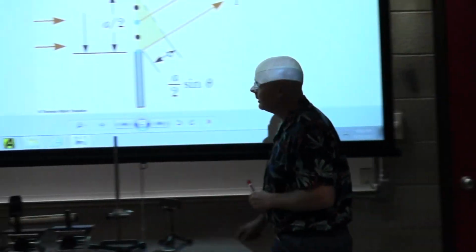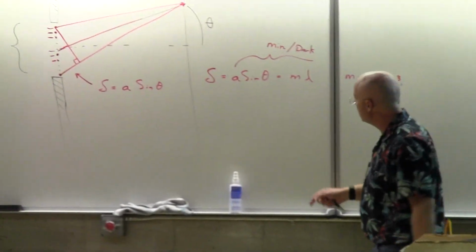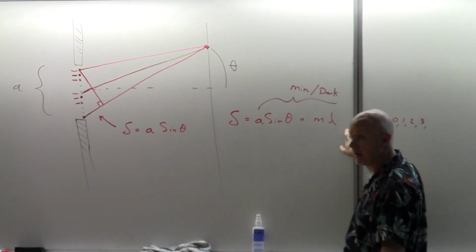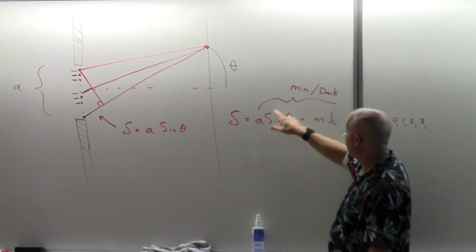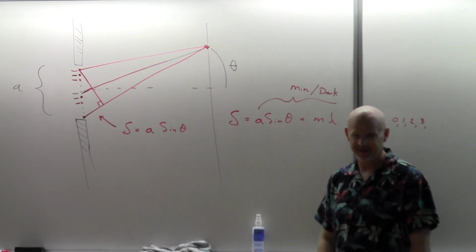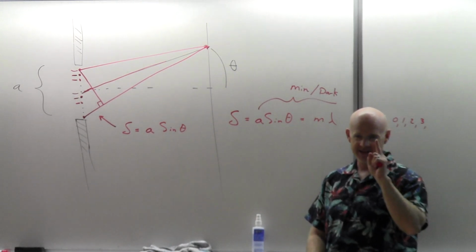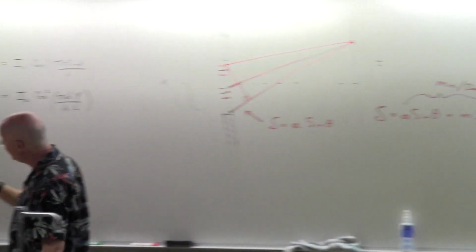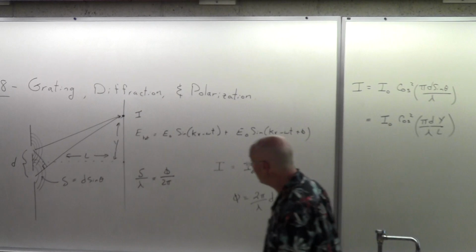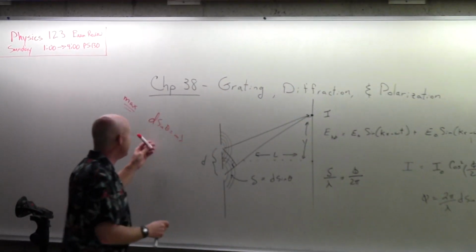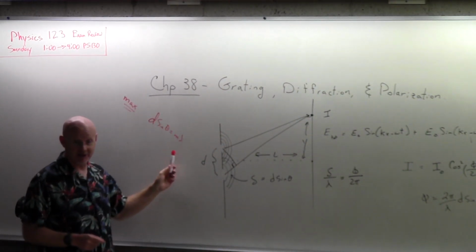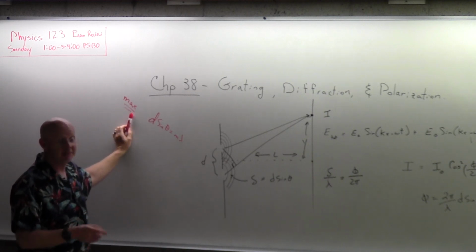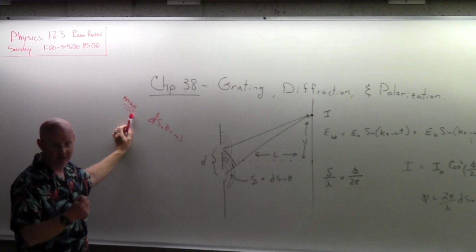But what's interesting here is this equation, a sine theta equaling an integer number of wavelengths, is how I would then figure out where the dark spots are for a single slit. But over here, and I guess I didn't put it on, well, I put it on the board here. d sine theta, being an integer number of wavelengths, gives me what? The maximum, gives me where the bright spots are.